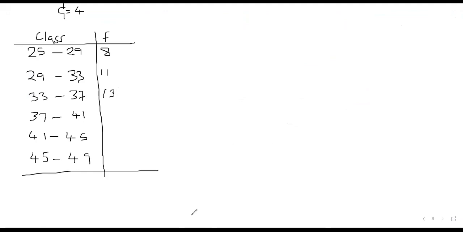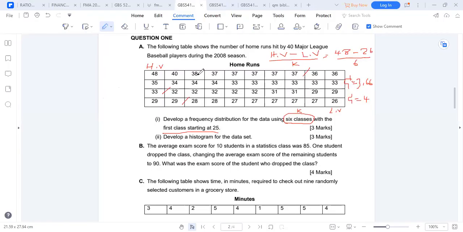Then when we go to 37 to 40, how many are they? 1, 2, 3, 4, 5, 6, 7. So that's 7. Put 7 there.